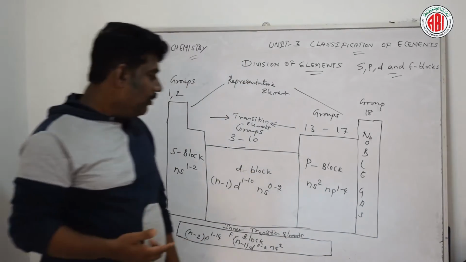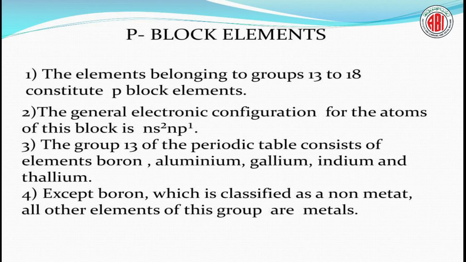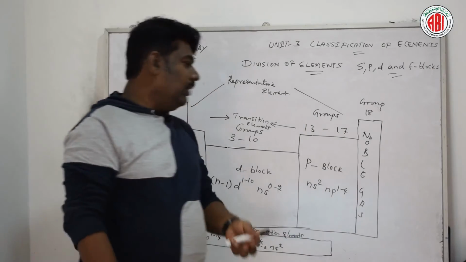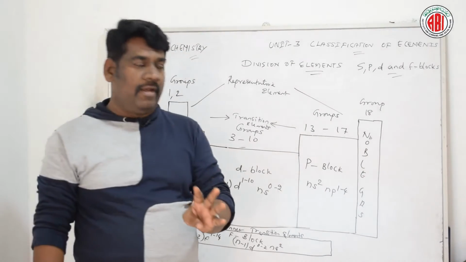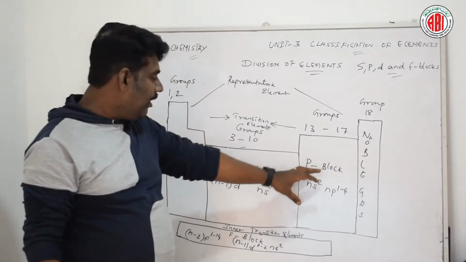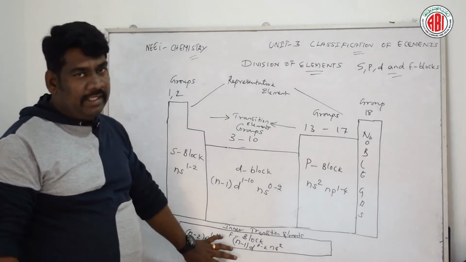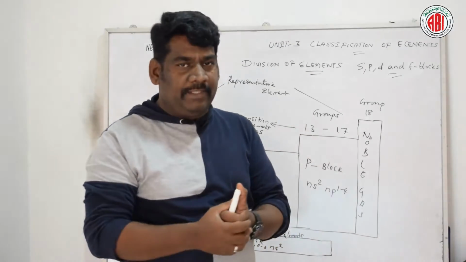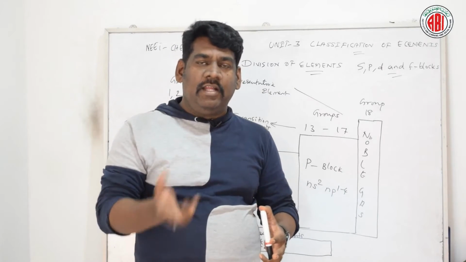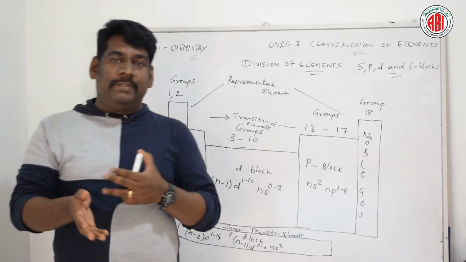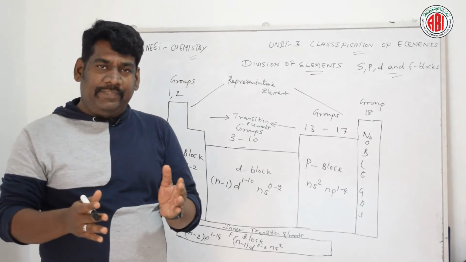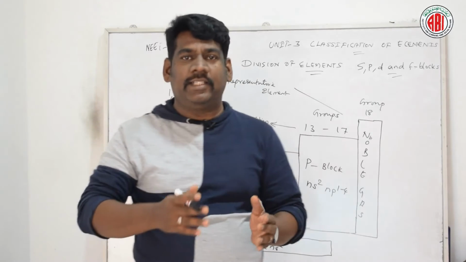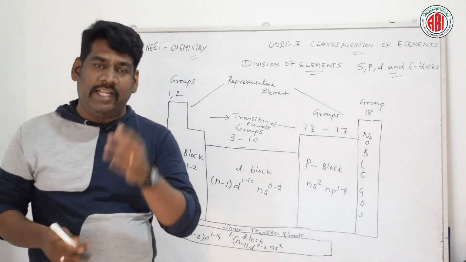Now let us talk about P block elements. As I said earlier, the entire periodic table is divided into 4 major blocks of elements: S block, P block, D block and F block elements. Talking about P block elements, these are the elements in which the last electron enters the p orbital, in the outermost energy level or outermost shell. So any element whose last electron is in the p orbital is called a P block element.